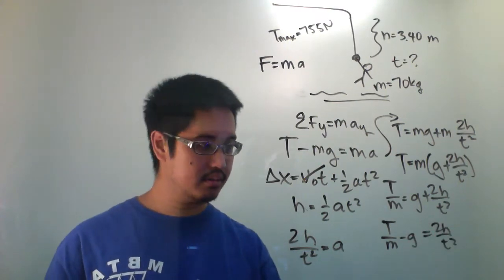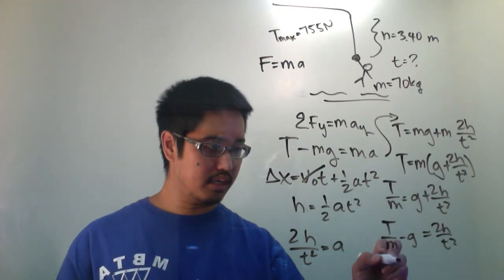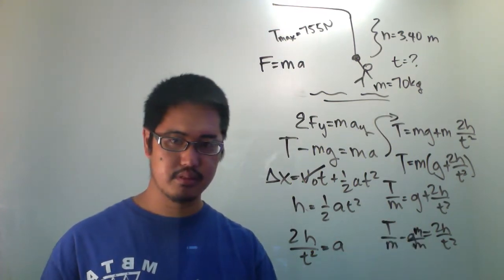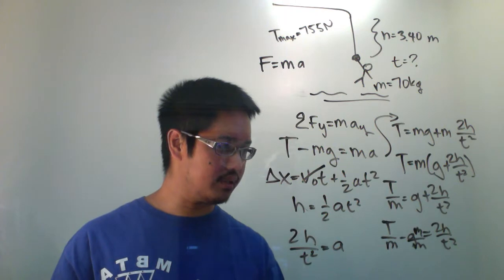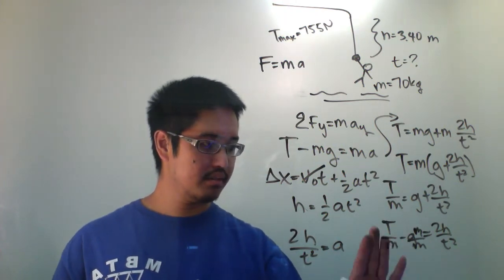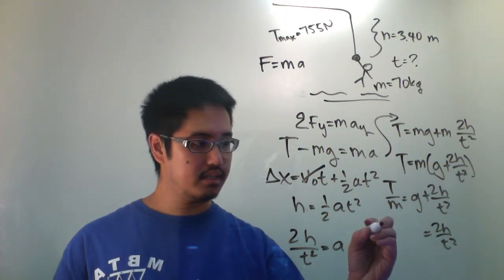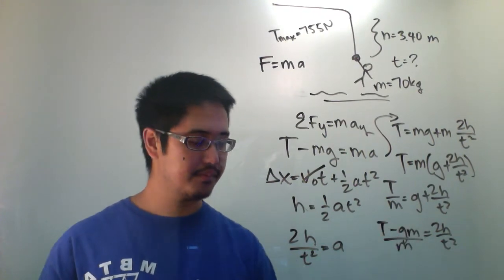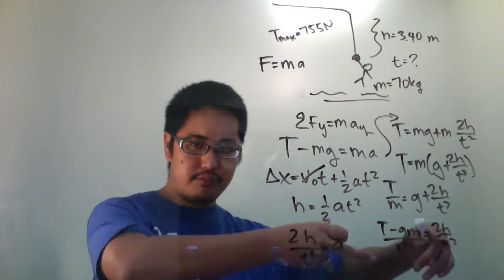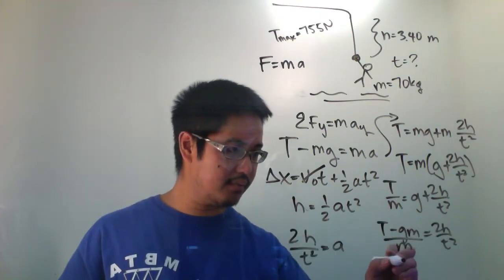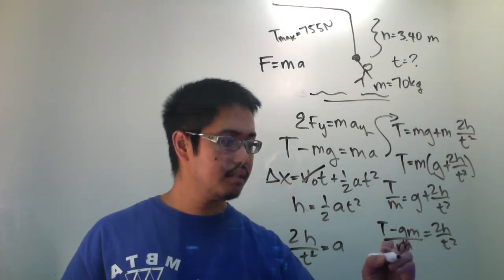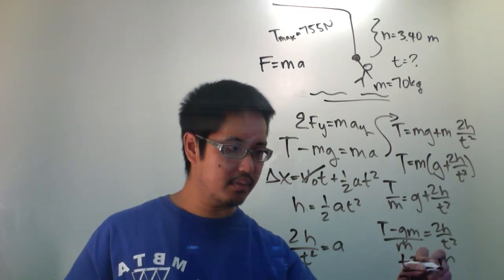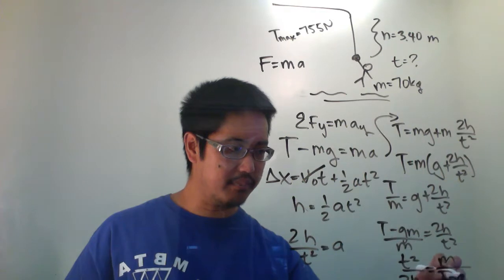We cool? Is it right if I put an m up here and an m down there? I'm just trying to combine fractions here. So this is T minus gm over m. I'm going to invert both fractions, so I have t squared over 2h is equal to m over T minus gm.